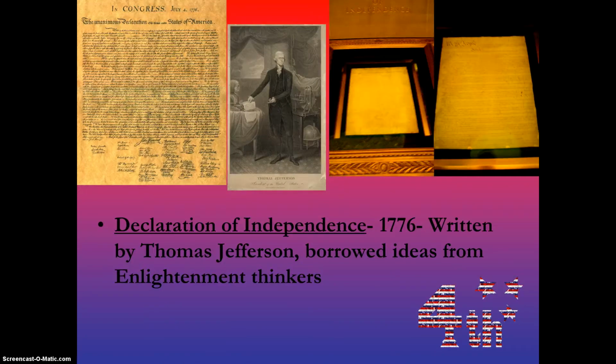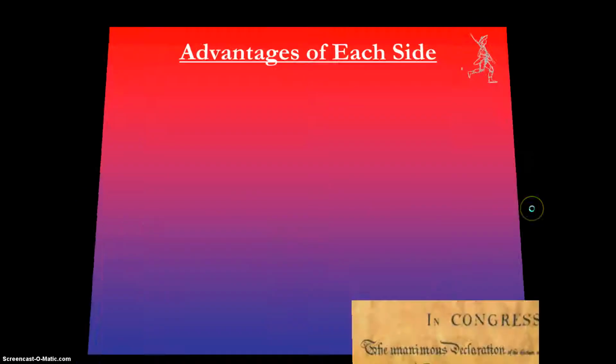And we're going to be talking about in the future the actual Declaration of Independence. But for right now, for writing it down as a definition, the Declaration of Independence was written by Thomas Jefferson, and it borrowed ideas from Enlightenment thinkers. And here's an idea of what the original looked like. Here's John Hancock's signature. Here's Thomas Jefferson, evidently standing by a table holding the Declaration of Independence. And if you go down to Washington, D.C., you can actually see a copy of it under glass.